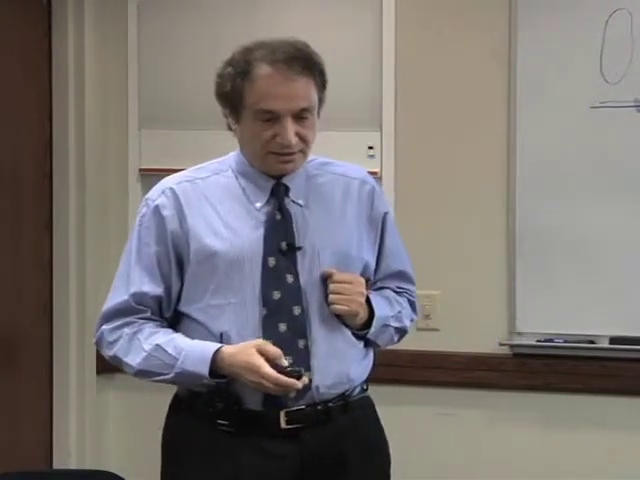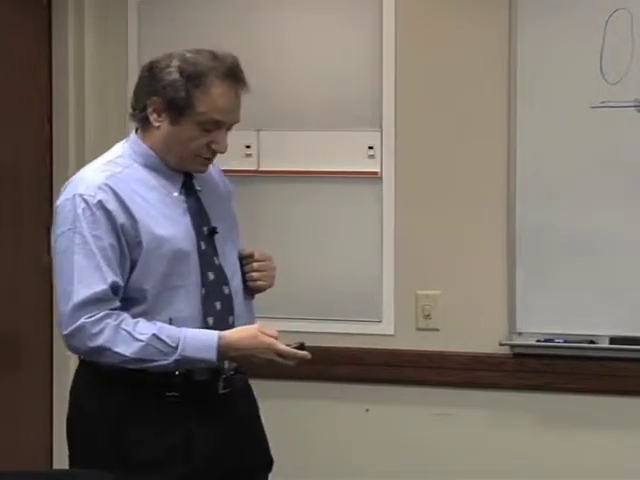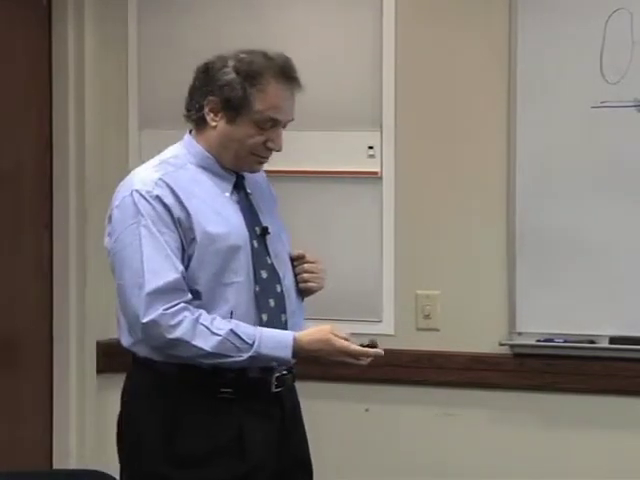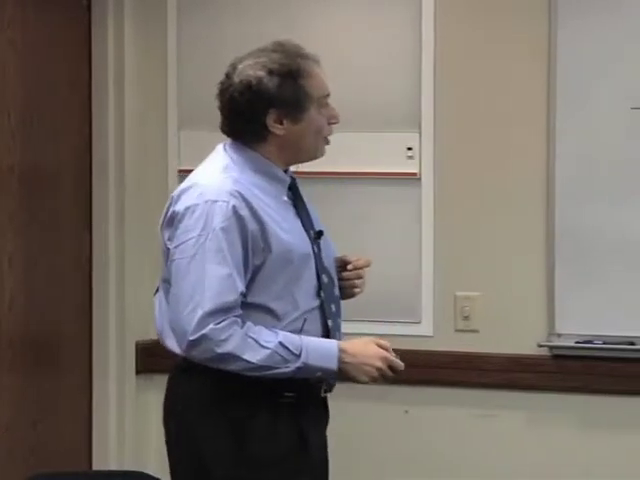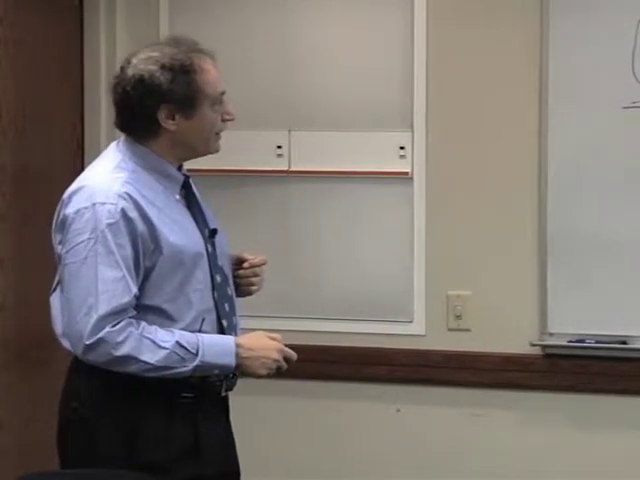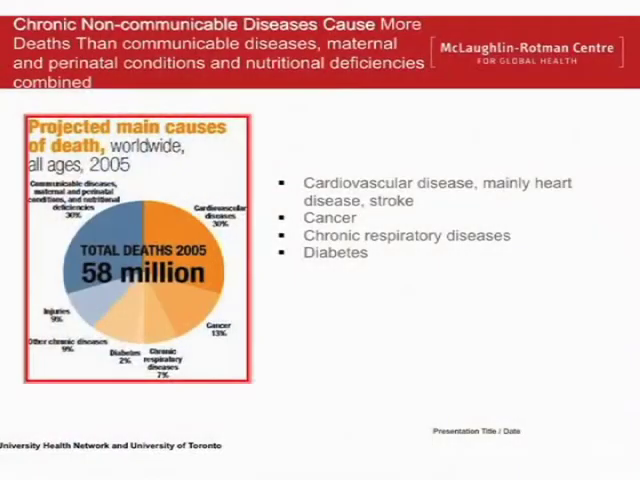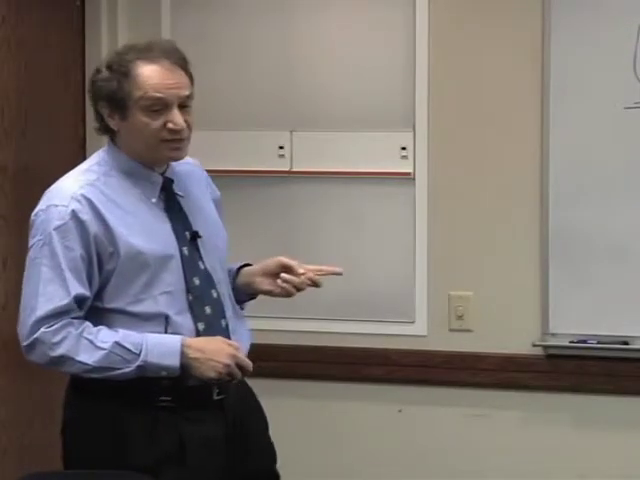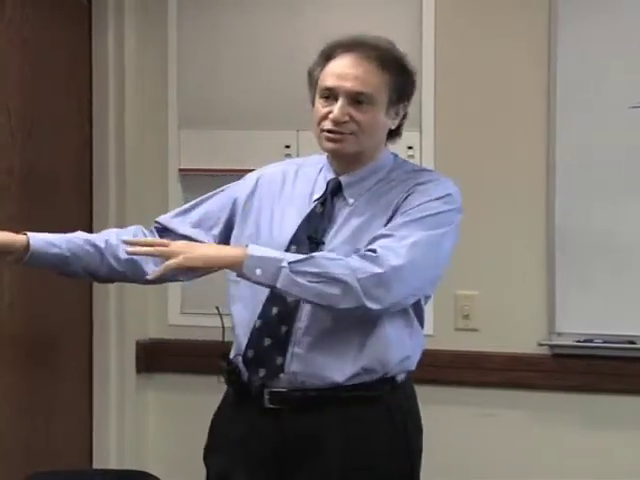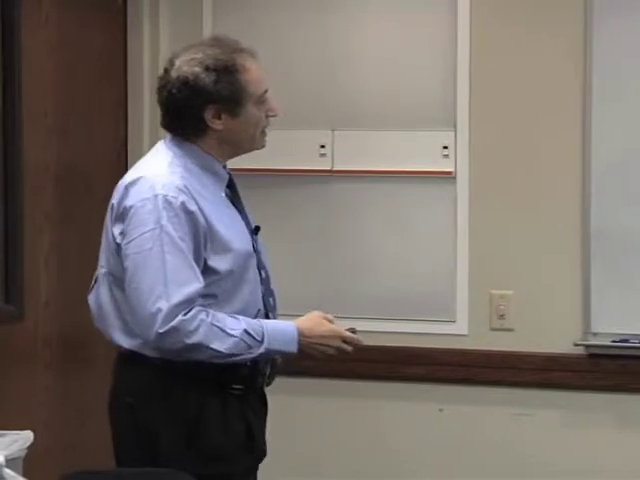Secondly, let me talk about chronic non-communicable diseases. So just let me paint the scene here for you. About 60 million people die every year, and people imagine that a lot of people in the developing world die from infectious diseases. Well, it's not so. Of the 60 or so million people who die, about 30% die from cardiovascular disease. Cancer kills about 15%. Chronic respiratory diseases, 7%. And diabetes, although it looks like 2%, actually diabetes causes cardiovascular disease, causes stroke, and so on. So it's grossly underestimated what diabetes does.